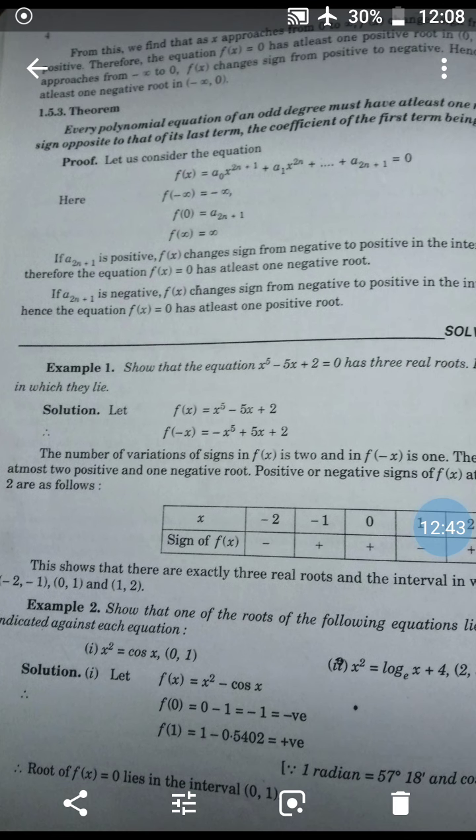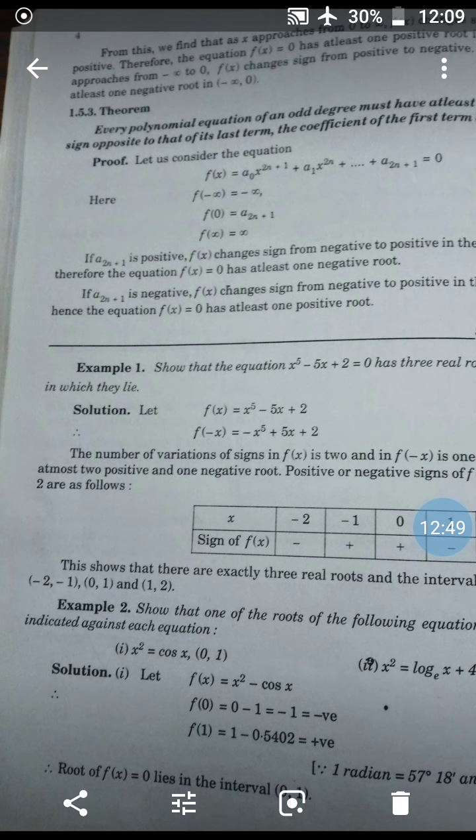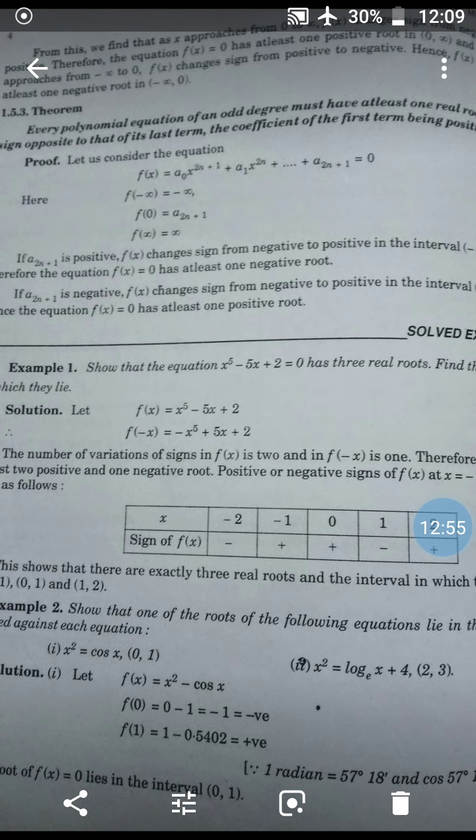Next theorem is: every polynomial equation of an odd degree must have at least one real root of the sign opposite to that of its last term, the coefficient of the first term being positive. Now we have to take the polynomial of an odd degree. So let f(x) equal a0 x raised to power 2n plus 1 plus a1 x raised to power 2n plus, and so on, plus the last term a2n plus 1.